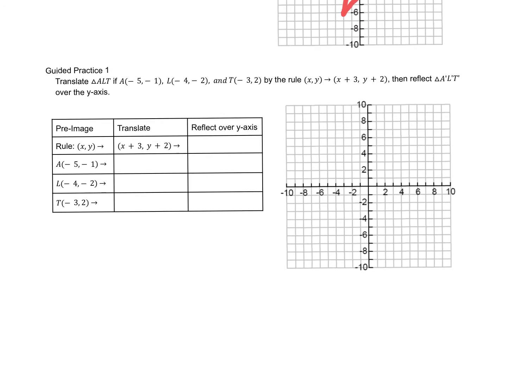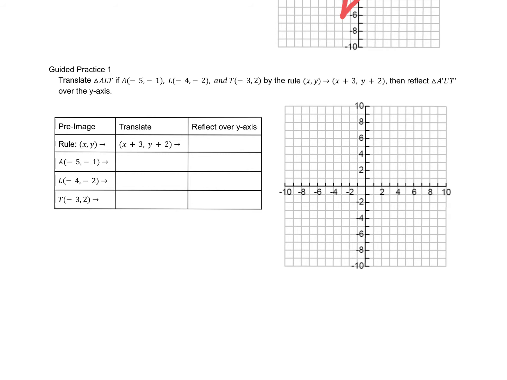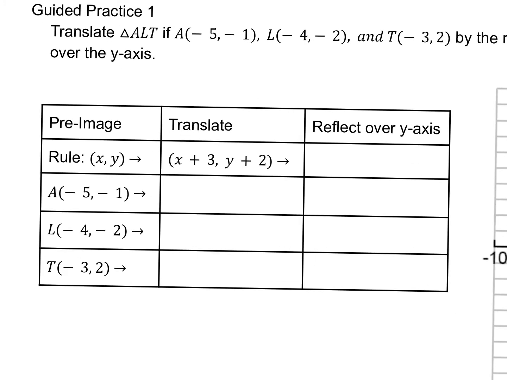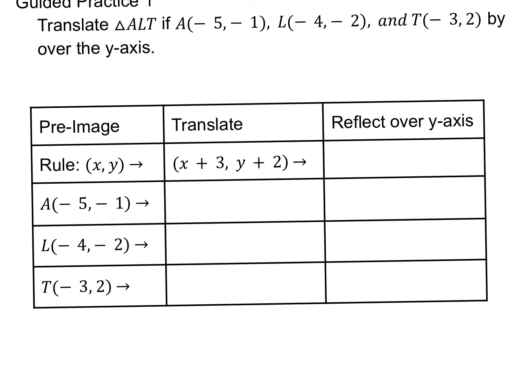In guided practice number 1, we're going to translate triangle ALT by the rule of x plus 3, y plus 2, and then reflect it over the x-axis. So we head to our table. First things first, because it says translations are going to happen first, that's what I'm going to do first. So I'm going to add 3 to all of my x's, and then add 2 to all of my y's, such that I have an A prime value at negative 2, 1, L prime value at negative 1, 0, and a T prime value at 0, 4.